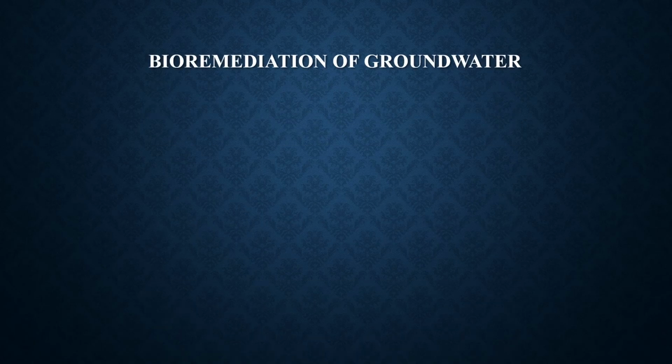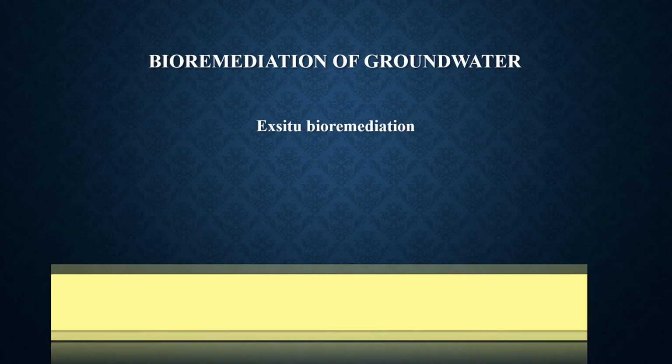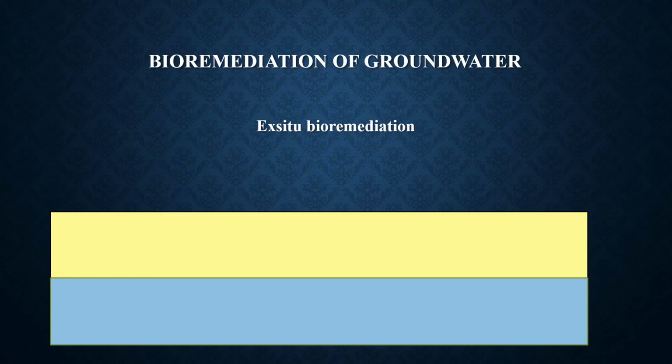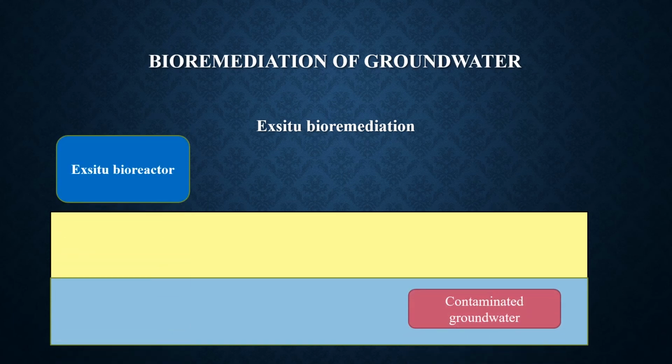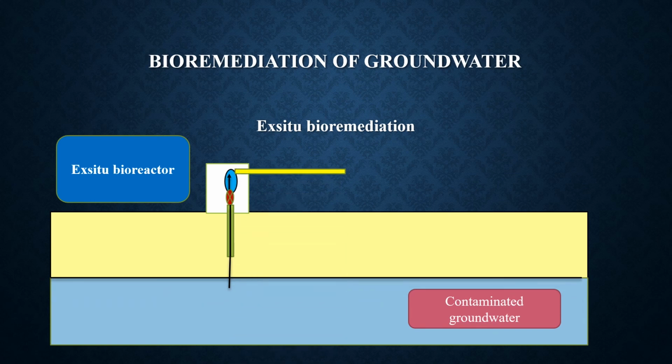Bioremediation of groundwater. Pollutants removed by using physical, chemical, and biological processes, or a combination of these three, help to remediate the water, which is said to be groundwater remediation. It can be subdivided into two categories, which include ex situ and in situ technology. Ex situ bioremediation of groundwater.